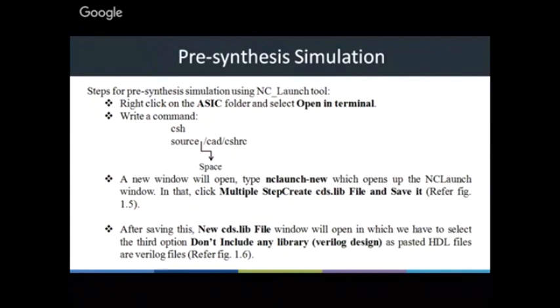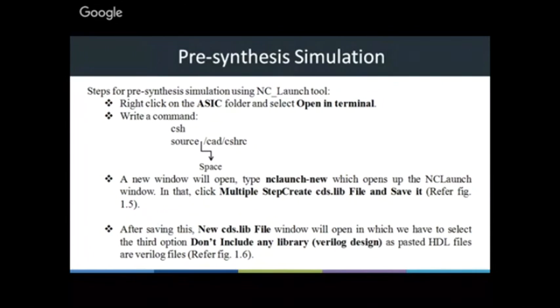Then we will go for the synthesis simulation. For that, we right click on this ASIC folder and go to the option open in terminal. Then a new command window will open in which you have to give commands. One is csh. Then the second command is source space /CAD/CSH/RC. After that, a new window will open and you will have to type nclaunch -new. This is the command to open your NC Launch tool, where we see the pre-synthesis simulation.